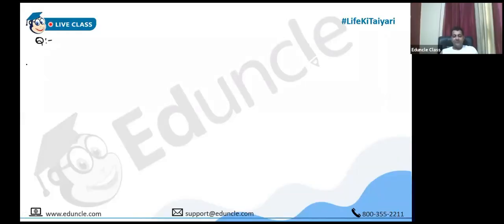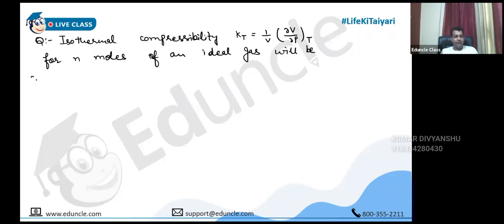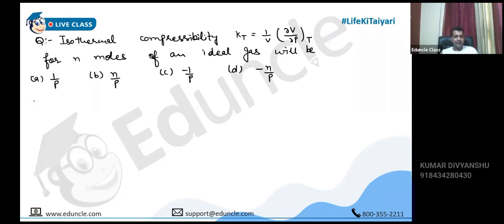Now, yesterday, in the last class, we discussed the isothermal compressibility. So, one small problem based on that. Isothermal compressibility. They have dropped that negative sign. So, we have to use this definition for this particular problem. For n moles of an ideal gas, will it be 1 by P, n by P, minus 1 by P, or minus n by P? What will be the answer?